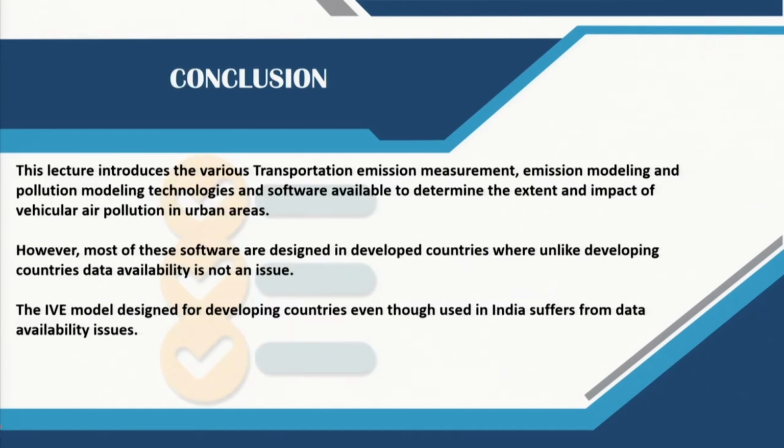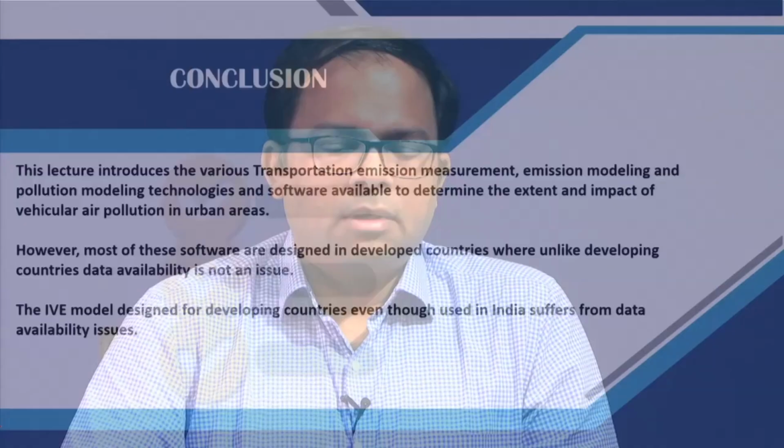So to conclude, this lecture introduces the various transportation emission measurement, emission modeling and pollution modeling technologies and software available to determine the extent and impact of vehicular air pollution in urban areas. However, most of this software are designed in developed countries, where unlike developing countries, data availability is not an issue. And the IVE model designed for developing countries, even though used in India, suffers from data availability issues. And so there is a requirement for developing more robust models for the Indian context.